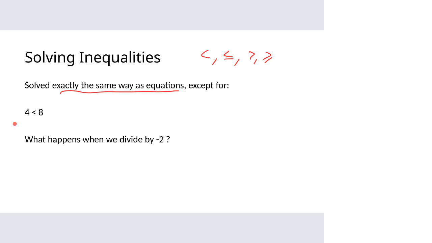And so if we have this right here, 4 is less than 8, that's a true statement. We were solving equations just a minute ago. If we divide this by -2, so I've got 4 is less than 8, that's a true statement, and I am going to divide by -2 on both sides. Let's see. 4 divided by 2 is 2. Anybody, positive divided by a negative? Anybody remember? Positive divided by a negative will give me what?